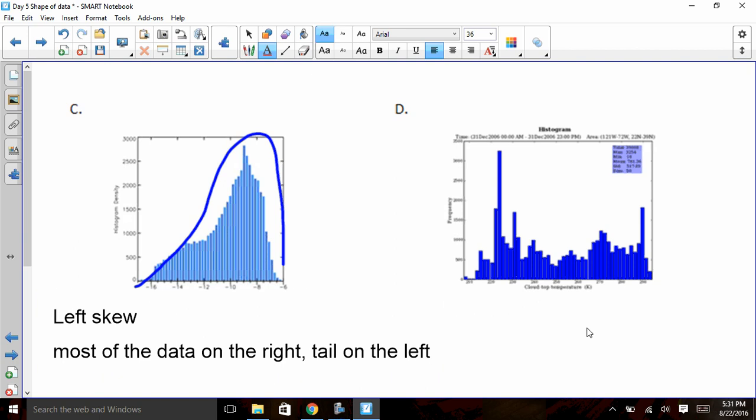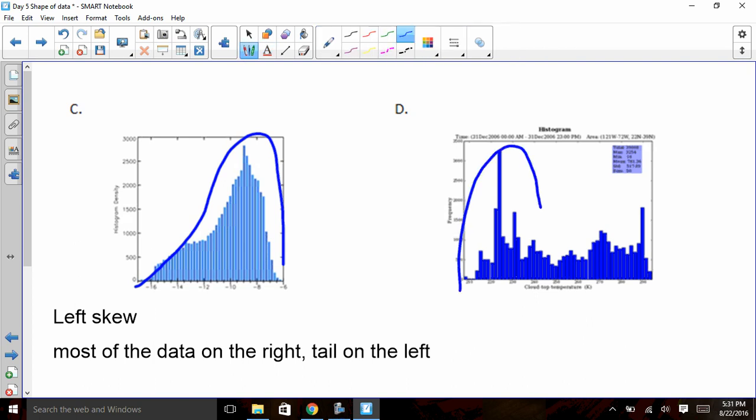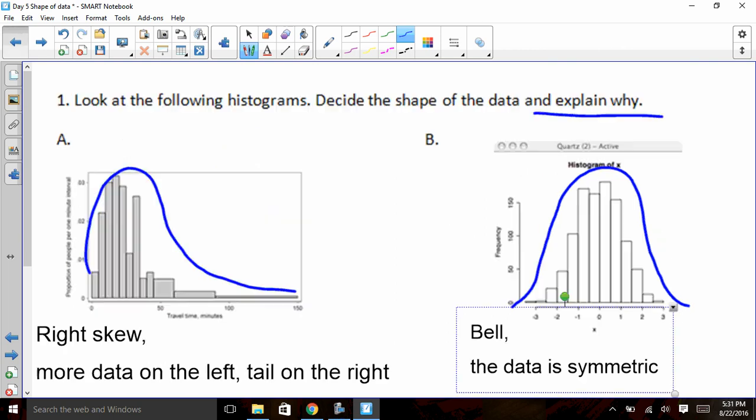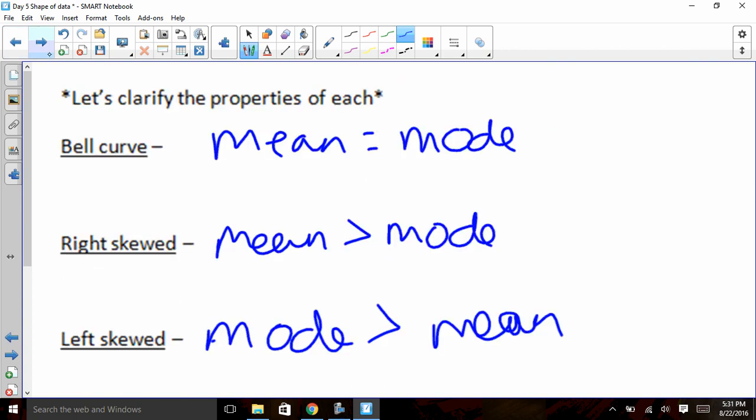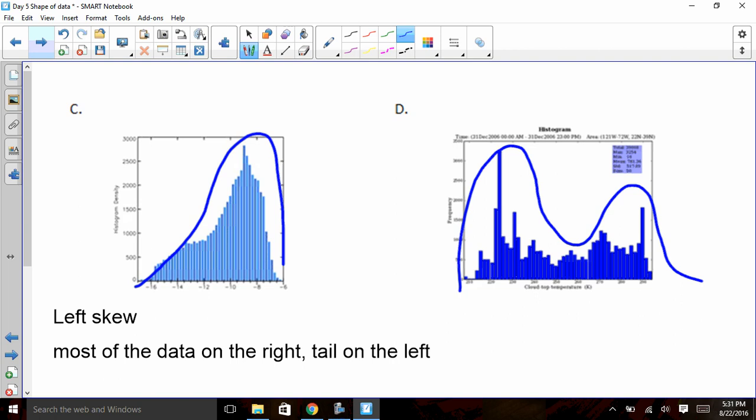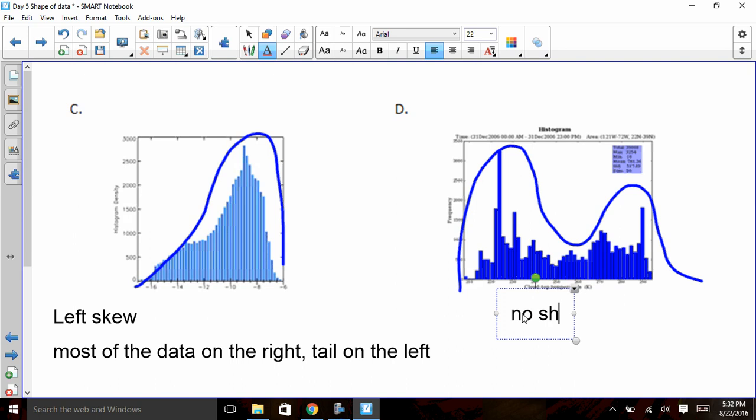What about D? Well, kind of goes like this, doesn't it? Do we have a shape that looks like that? I don't see one. So if we come across something that, if we trace a little bit and we don't see something that is similar to what we've already discussed, we're going to say this one has no shape. Because it doesn't. So it's not either one. That is our explanation. It's not left, right, or bell. It's nothing. There's no shape to it.